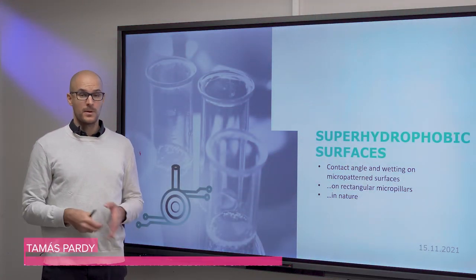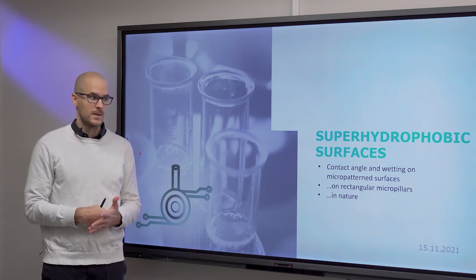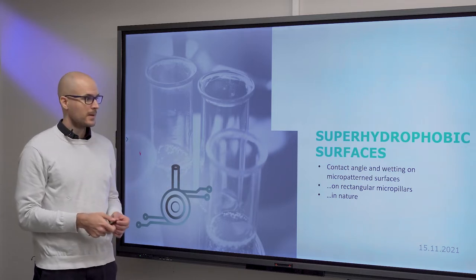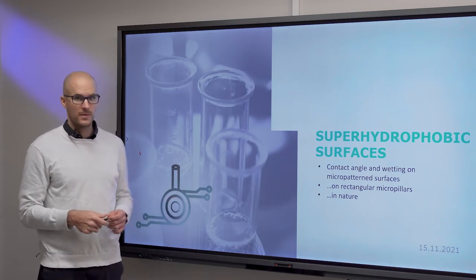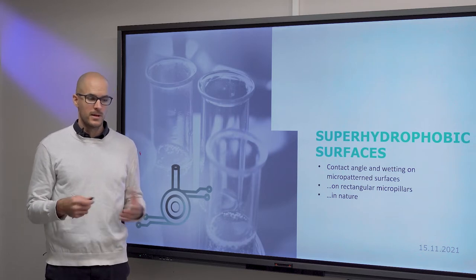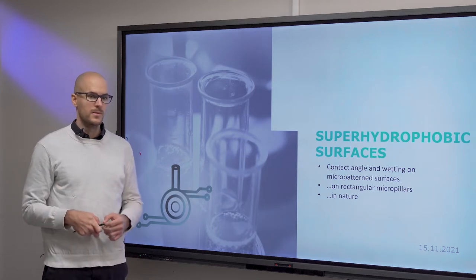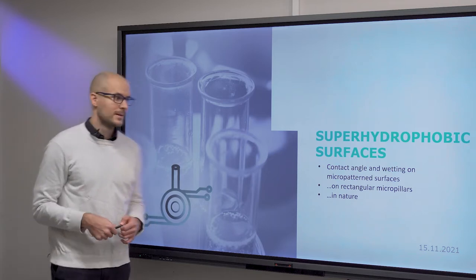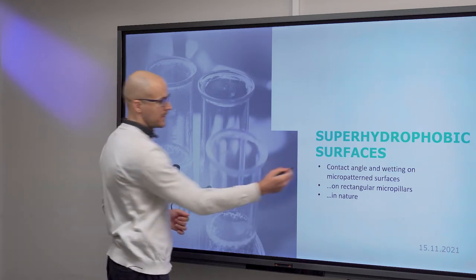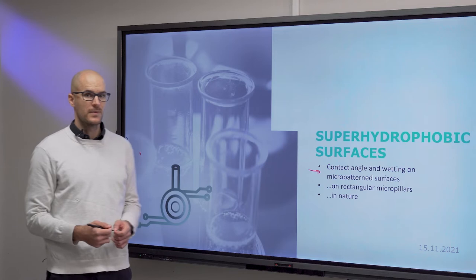So in this video, we talk about superhydrophobic surfaces, and this is very much linked to droplets. And that is why we also had the introduction to droplets before. As you heard in a previous video, superhydrophobic surfaces are where the work of adhesion approaches zero. So it is very easy to move water on these surfaces. They are highly water repellent, and in this video we talk about contact angle and wetting on such surfaces.